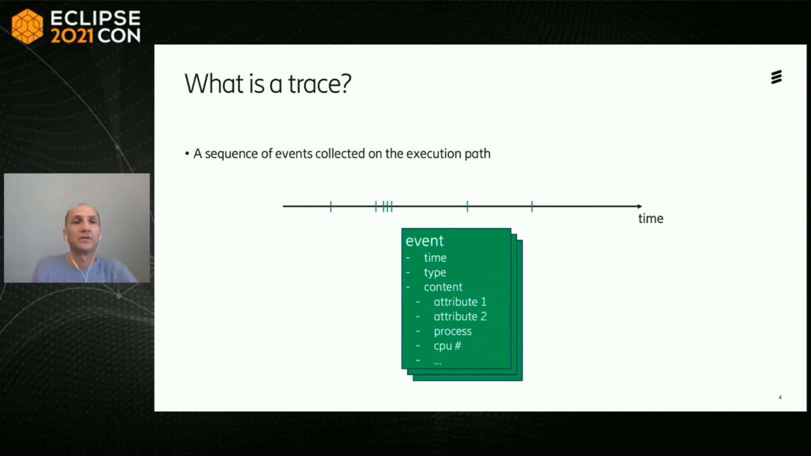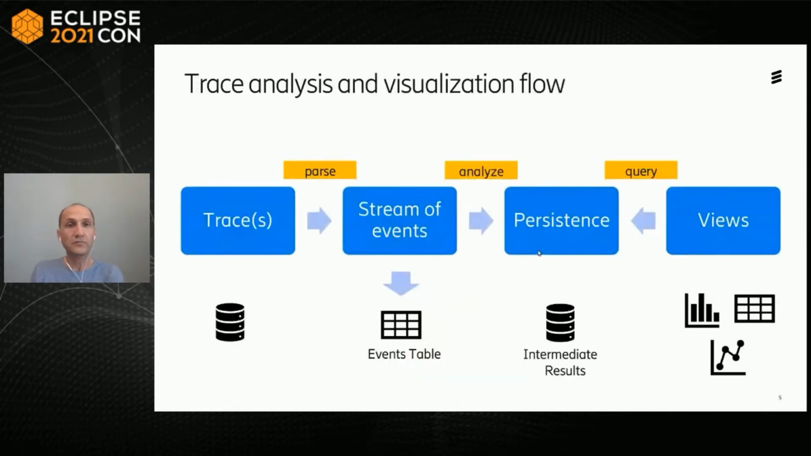So what is a trace? A trace is a sequence of events collected on the execution path. So your program runs, and when it hits a trace point, an event is enabled, it collects the information. So an event has a timestamp, a type, content, and information about the program, so you can understand your program execution.